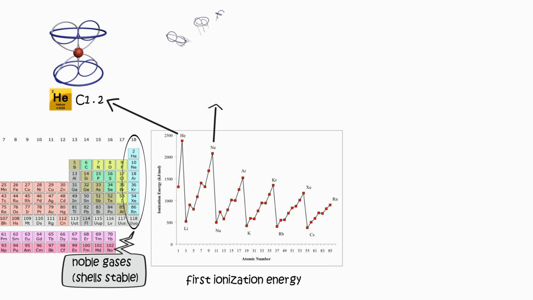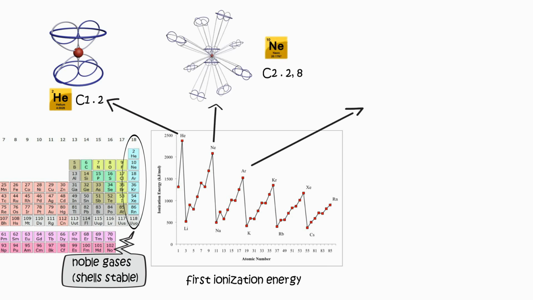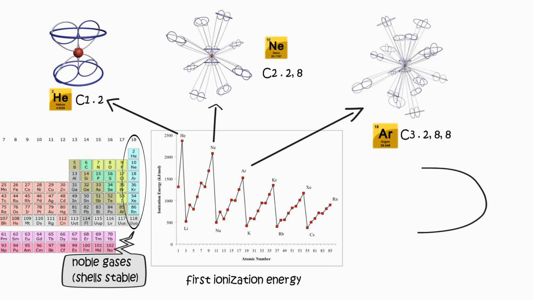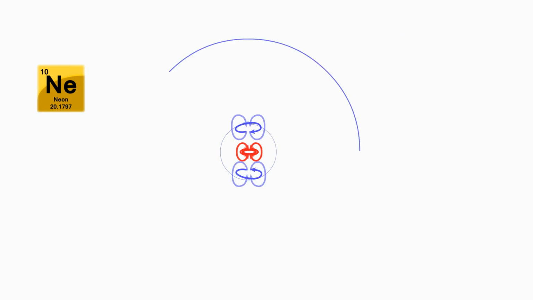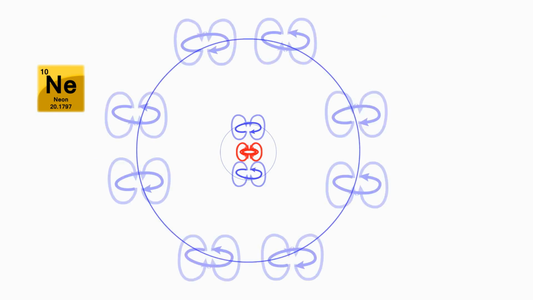As previously mentioned, an electron can split itself, with the proton as a pivot, but usually electrons do not like to split, in order to maintain their equilibrium. Neon 10: all slots in the outermost shell are filled. Electrons do not need to split, and the system is stable.